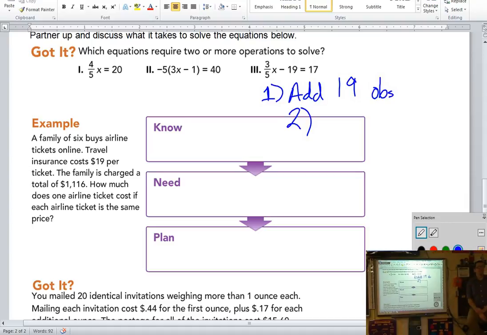Now remember, division by a fraction, what do we actually do so we can do the math? Multiply by its reciprocal, so we will multiply by 5 over 3 on both sides. And then we'd be done.